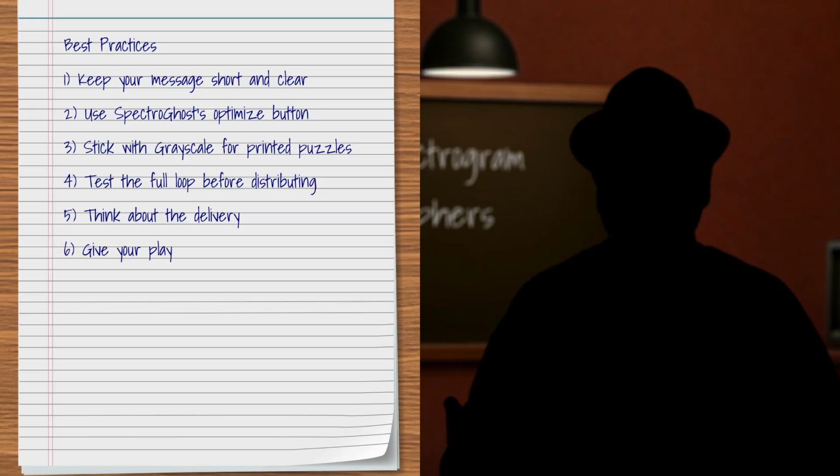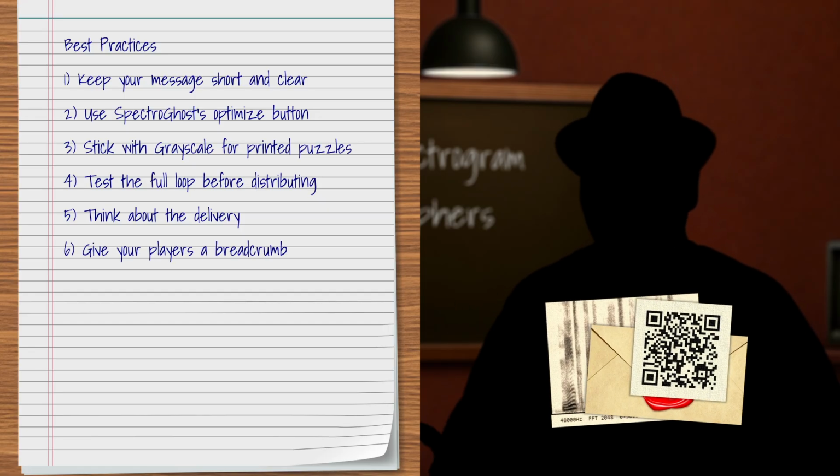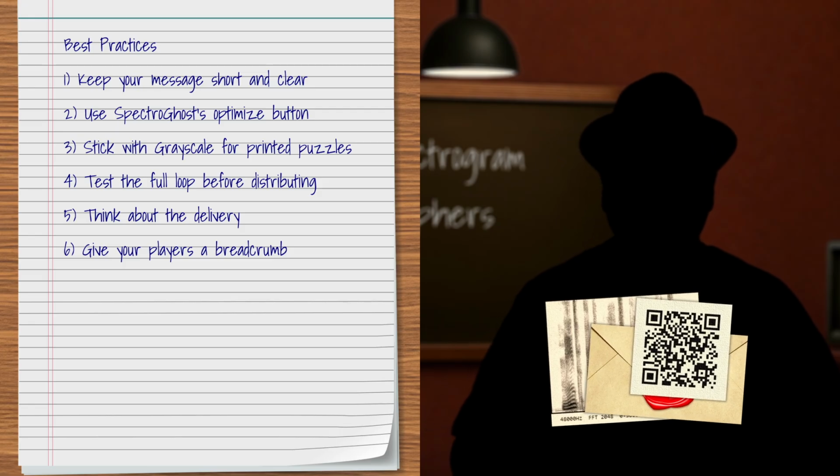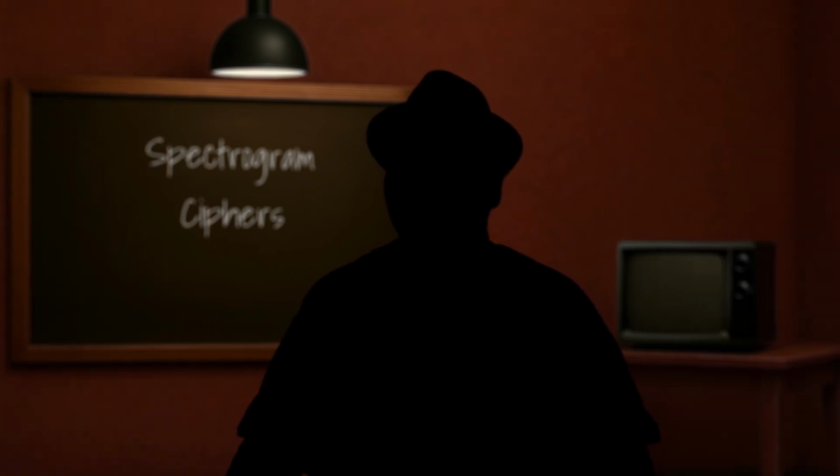Sixth, give your players a breadcrumb. A QR code linking to ReSounder, or a URL printed in the corner, or something that gives them a clue as to how to decode this and what they're going to do with it. Let the challenge be the content of the message, not the mechanics of decoding it.